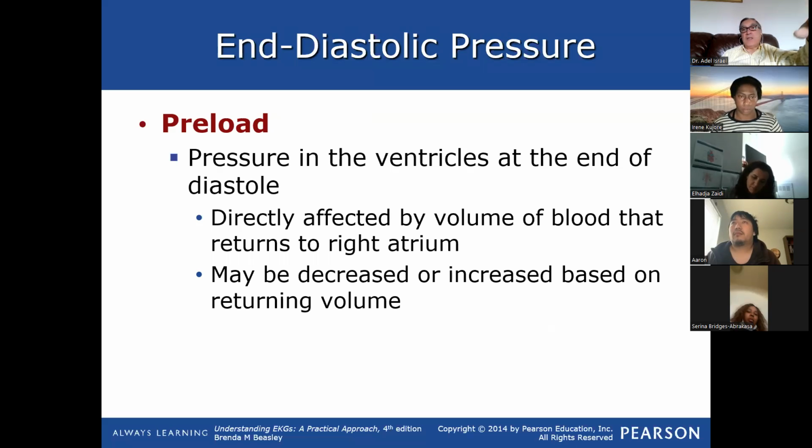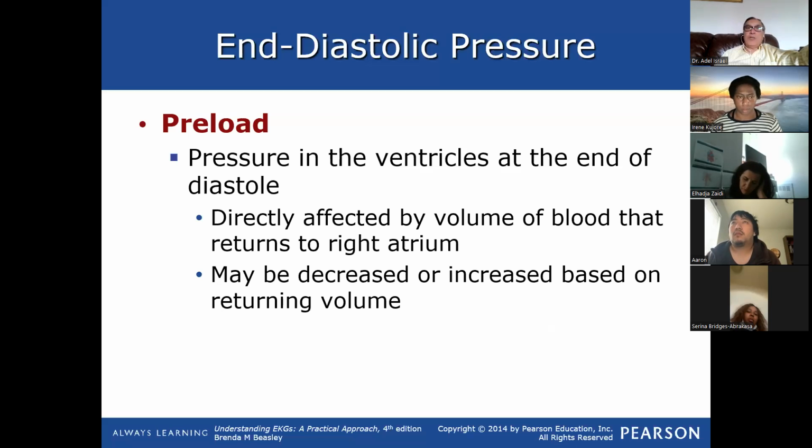So this is affected by the amount of blood coming from the right atrium. If the blood coming from the right atrium is big, the preload will be increased, or it is decreased if the blood coming back to the heart is decreased, like in case of hemorrhage. If the patient has hemorrhage or dehydration, he will not have enough blood volume coming back to the heart, so the preload will decrease.